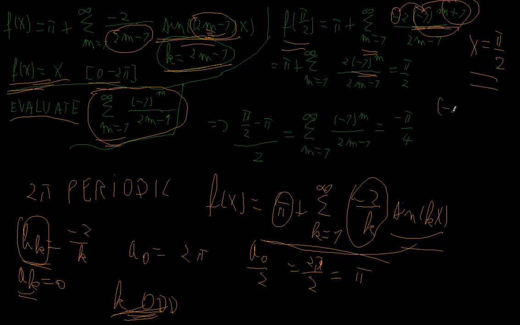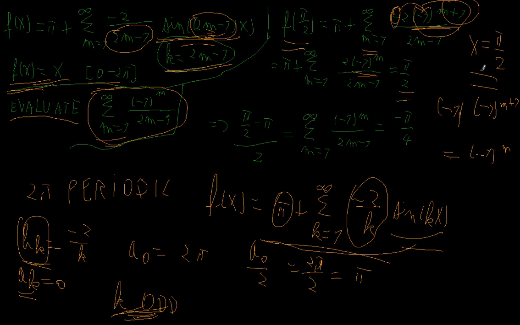Okay, so this minus sign can be seen as a minus 1 times minus 1 to the m plus 1 power, and I can simply write that as minus 1 to the m power, because we have minus 1 to the m plus 2 power, that is simply equal to minus 1 to the m power. And so I have pi plus the sum from m is equal to 1 to infinity of 2 times minus 1 to the m power over 2m minus 1. And now that is equal to pi over 2.